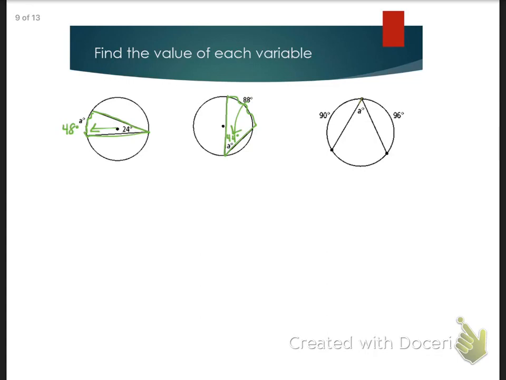Okay, my next one, I know he opens up to this, and I don't have this. Well, I know 360 degrees is all the way around my circle, so if I take off that 90 and that 96, I have 174 left. And then I can half that to come into my A. So 87.